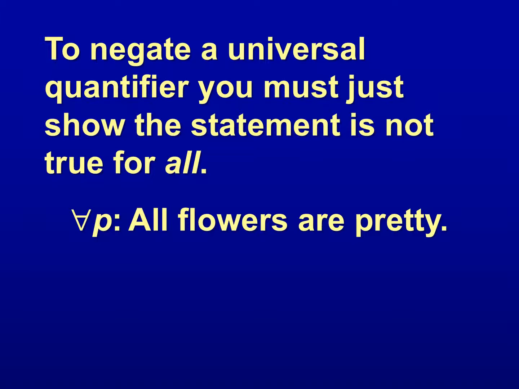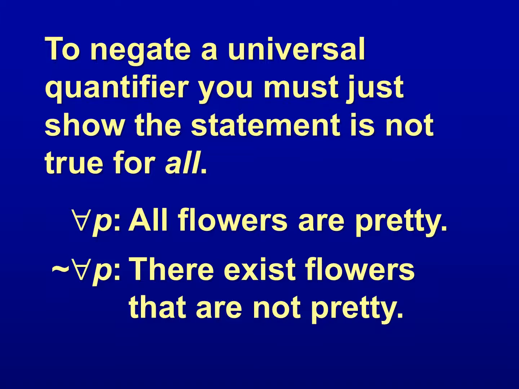If we want to negate a universal quantifier, you have to make sure that our statement is not true for everybody, right? So if we say all flowers are pretty, that's going to be ∀P, right? All, where P is the statement. So that means we have all P's. So P would be flowers are pretty. And if we put the little upside down A, then we're saying all flowers are pretty. And if we want to negate that, we're going to use this little symbol, the not symbol. So not all flowers are pretty.